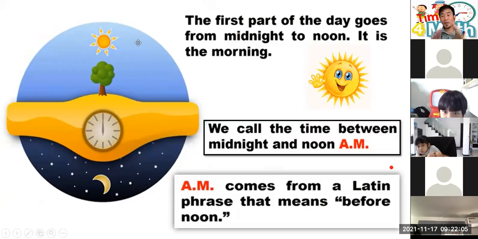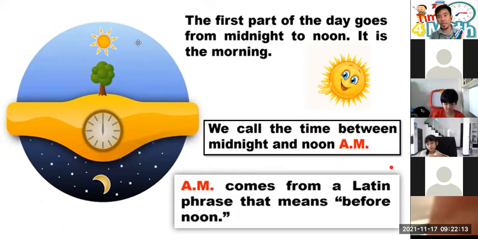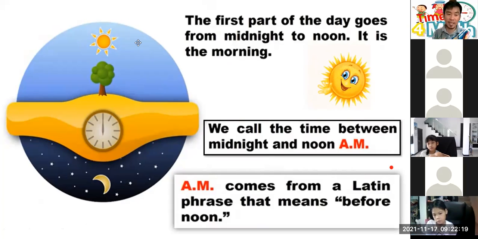The first part of the day goes from midnight to noon. It is the morning. We call the time between midnight, that is 12, and noon, that is AM. What is AM again? Lokchu, what is AM? Before noon. So midnight to noon, that is AM, that is before noon. Very good. AM comes from a Latin phrase that means before noon.